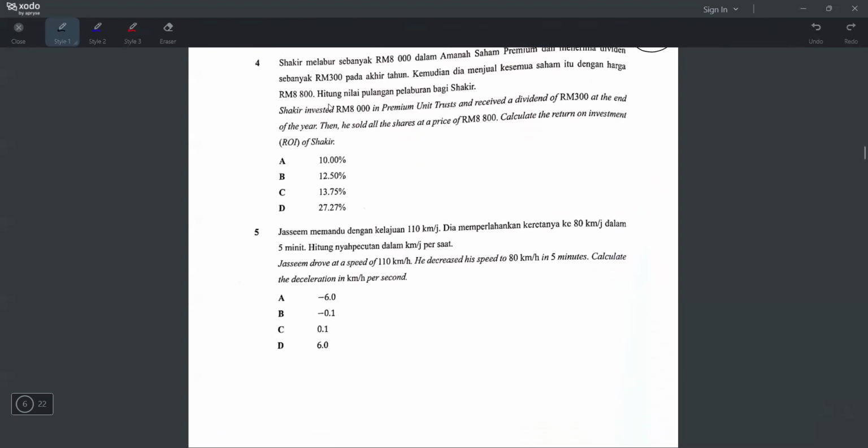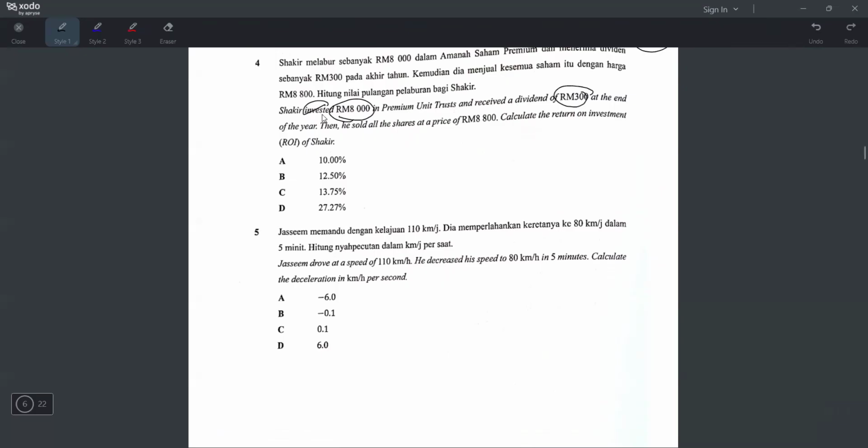Number 4. Shakir invested 8,000 ringgit in premium unit trust and received a dividend of 300. So I think this is under Form 3 chapter, the consumer mathematics chapter, where you learn about interest, ROI, compound interest, the savings and investment chapter. Okay, never mind, let's read.